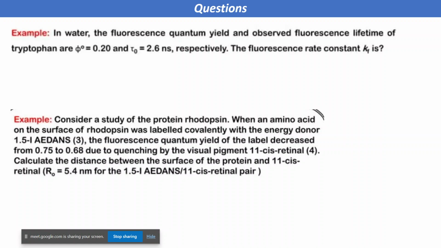So what's the formula for the fluorescence rate constant calculation? F naught by F equals 1 plus KQ tau naught times the concentration of quencher. That formula, ma'am. But you haven't been provided with that concentration. You have been provided with quantum yield and lifetime. So there's one direct formula. What's the relation between quantum yield, lifetime and the rate constant?